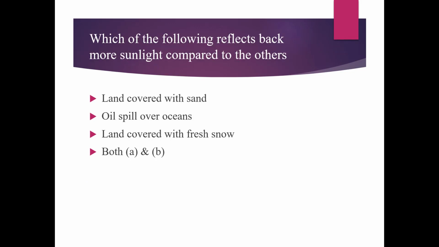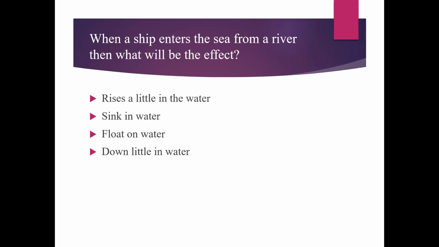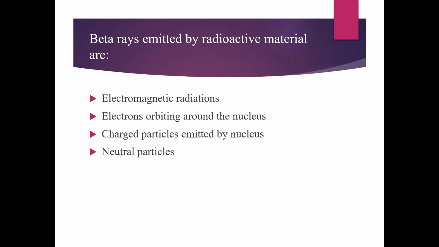Okay, which of the following reflects back more sunlight compared to the others? Land covered with sand, oil spill over oceans, land covered with fresh snow. Definitely this is the right answer, land covered with fresh snow. Next question. When a ship enters the sea from a river, what will be the effect? A sea contains saline water, so its density is different, and a river is fresh water, so the ship will definitely rise a little in the water.